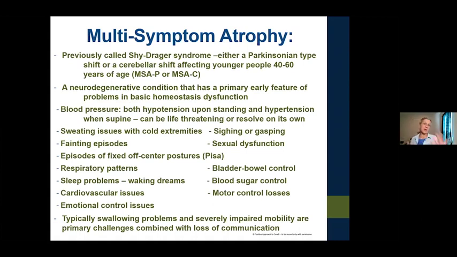Sleep problems with waking dreams, cardiovascular events, blood pressure problems. We can have emotional control problems, bowel, bladder, blood sugar, motor control, swallowing problems, and severe mobility impairment are often very, very early in the disease, starting to happen with loss of communication.